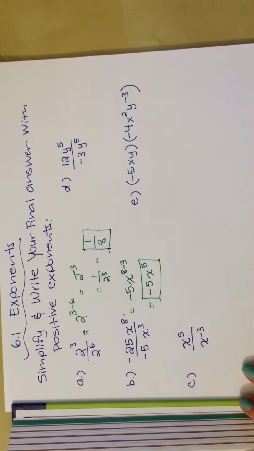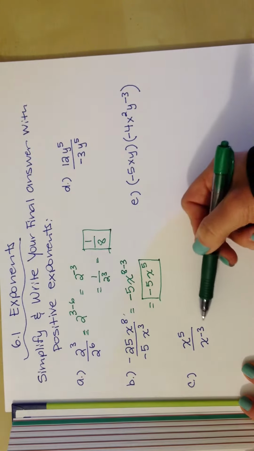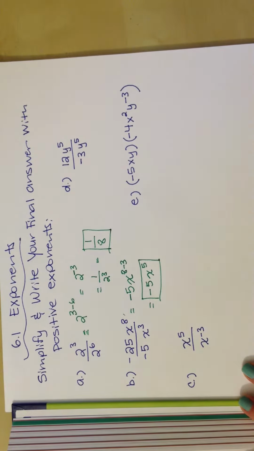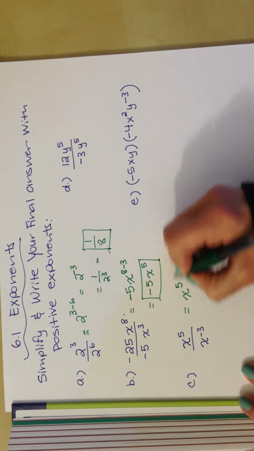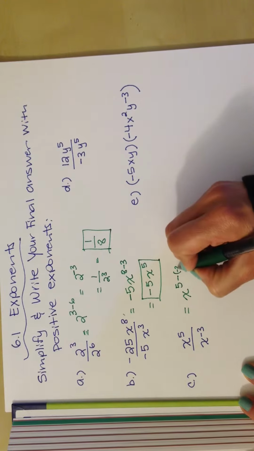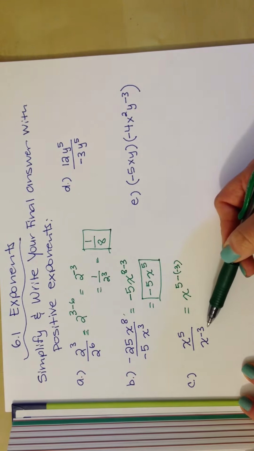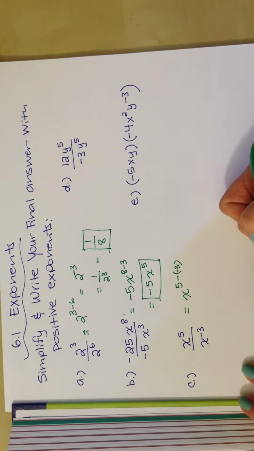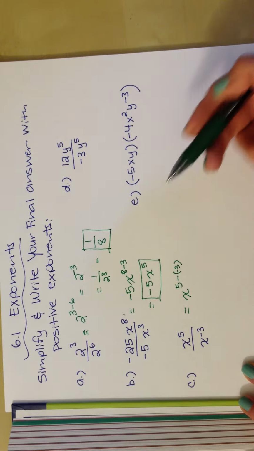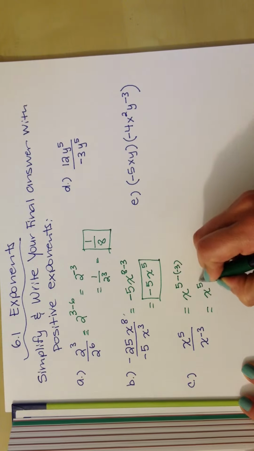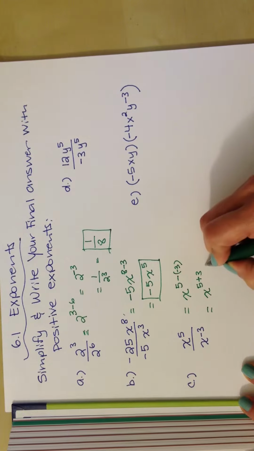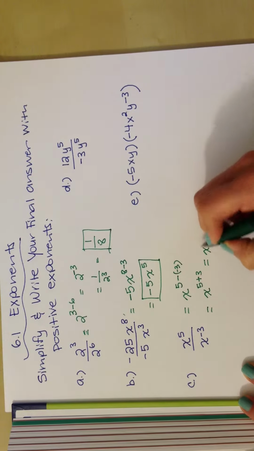Example C is a little different because we have a negative exponent in the denominator. There's a couple of ways to start. We can just subtract our exponents like we've done before. Write the base once. You're going to write 5 minus a negative 3. Because the exponent is already negative and we have to subtract, it needs to be minus a negative 3, which in turn just gives me x to the exponent 5 plus 3, which gives me a final answer of x to the 8th.